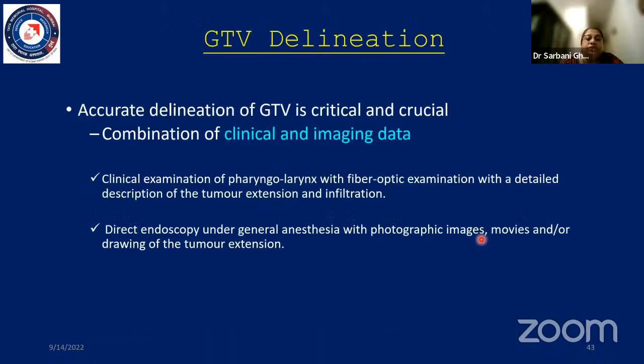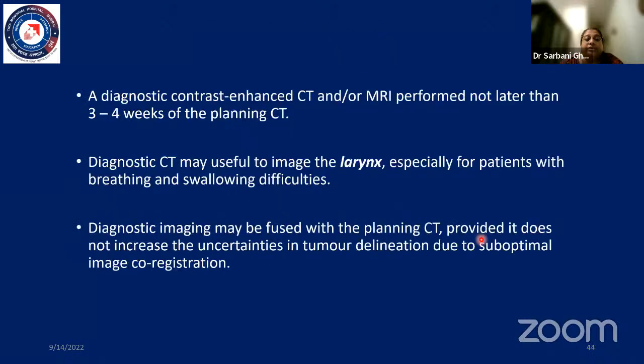Now, coming to GTV delineation. Accurate delineation of the GTV is critical and crucial, and what all of us have to remember, and what the guideline paper emphasizes, is that it has to be a combination of clinical and imaging data. Clinical examination of the pharyngolarynx with fiber optic examination, with a detailed description of the tumor extension and infiltration, is absolutely necessary. You may want to draw diagrams, take photographs so that you can document all this.